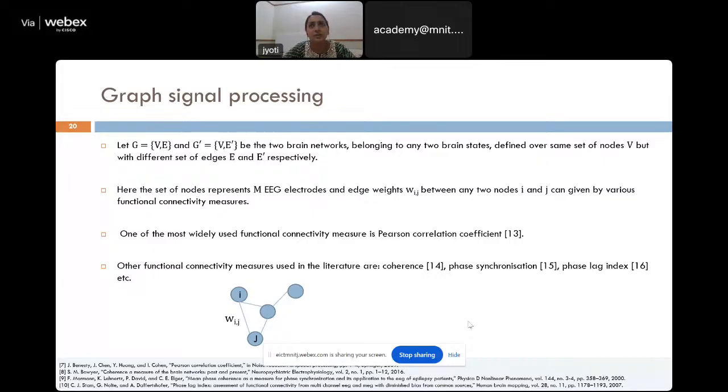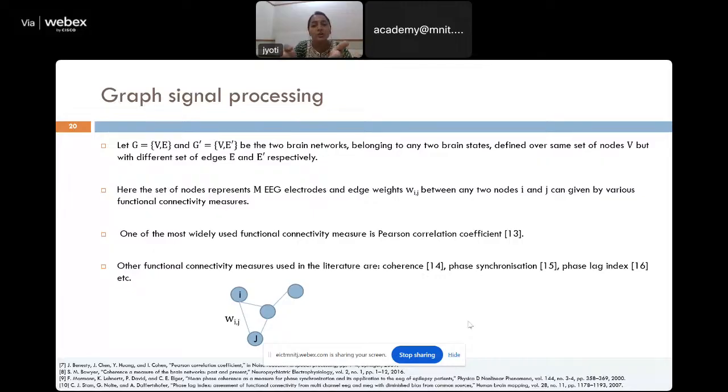Granger causality and other measures will give you directional connections also, so information is flowing from which node to which node. So there are different measures. What are the differences between them? The information which they are finding between two signals is different.